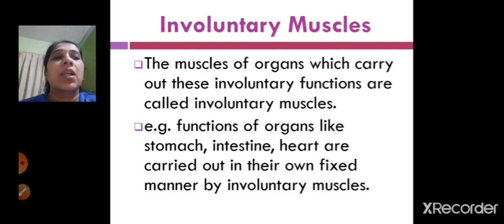The muscles of the organs which carry out these involuntary functions are called involuntary muscles. Whatever organs carry out these involuntary functions, their muscles are called involuntary muscles, right? So what are the examples? Functions of organs like the stomach, intestine and heart are carried out in their own fixed manner by involuntary muscles, right? They do not require our permission. Whatever digestion is taking place in our stomach, if the heart is beating, all this occurs naturally, it does not require anybody's permission, right?